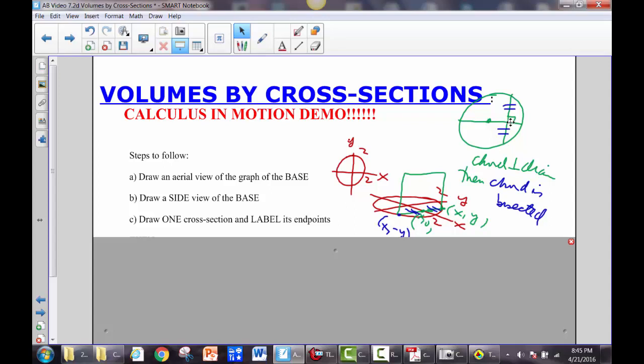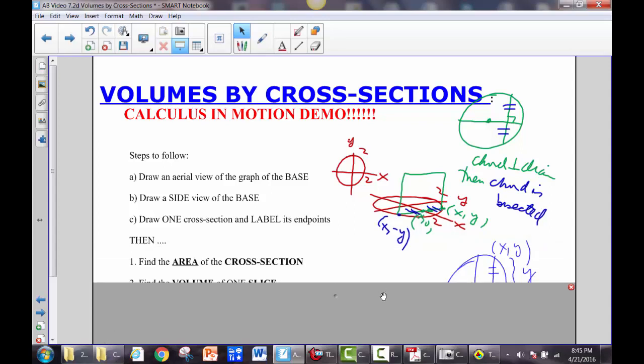There's a theorem in geometry that you learned that says when a chord is perpendicular to a diameter, the chord gets bisected. So if you call that the point x, 0 and you call this the point x, y, then because these are the same length, this is the point x, negative y, which makes the length of the side of the square 2y.